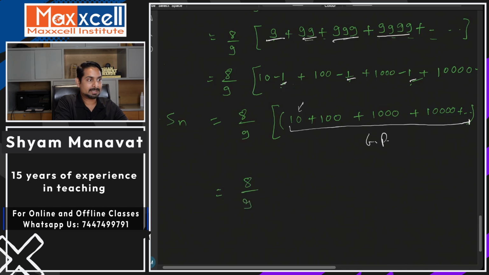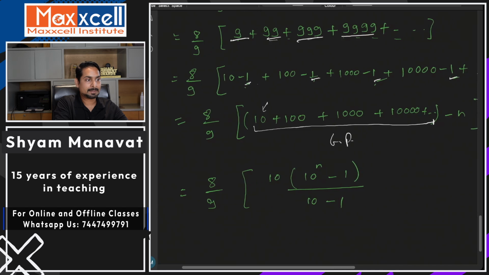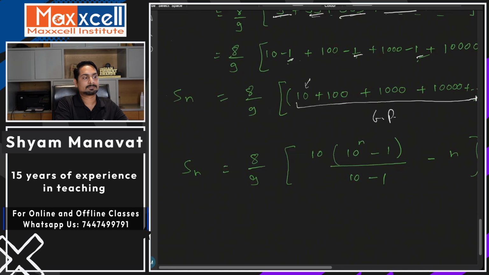So I have 8 by 9, and then the sum of n terms, if I apply, the formula is a times (r to the power n minus 1) by (r minus 1), where r is 10 here, minus n. Yes? This is where you get the answer. Now you can look at the options if they have given; if the given options are a further simplification of this expression, then we can further simplify this. But you got the answer here. This is the final step as per me.